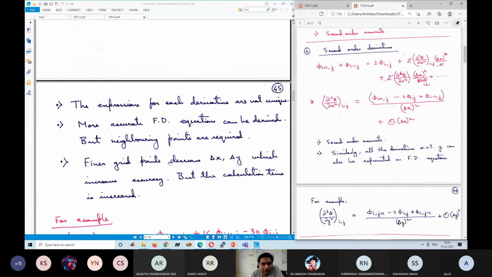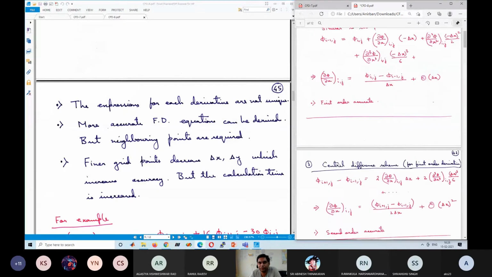Another important thing to note here is that if you decrease the delta x and delta y. One way of increasing the accuracy is to go for more and more complex equations by taking more and more neighboring points. So calculation will become more difficult, but accuracy will improve. The other option is to keep the equation simple, but take smaller values of delta x and delta y, because the error is of the order of delta x square or delta x cube. But this will need finer grid points.